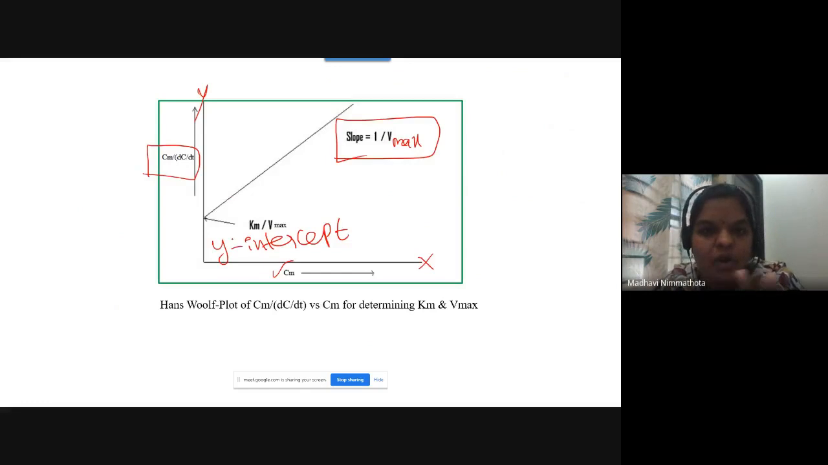Simple thing. Only one thing: you have to write the equation, then decide which parts you are going to take into consideration to plot a graph. On what parameters? Here the midpoint of the time interval and the rate of the process, and here only the midpoint of concentration intervals. Then we will get the slope like this and the y-intercept like this. This is the Hanes-Woolf plot.